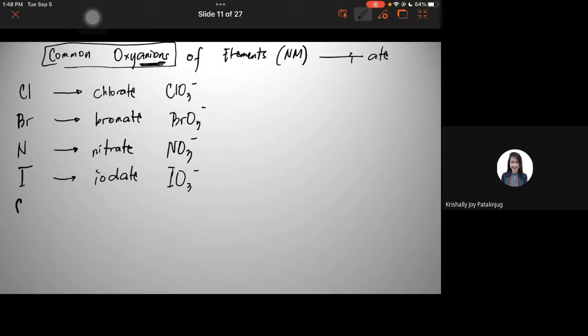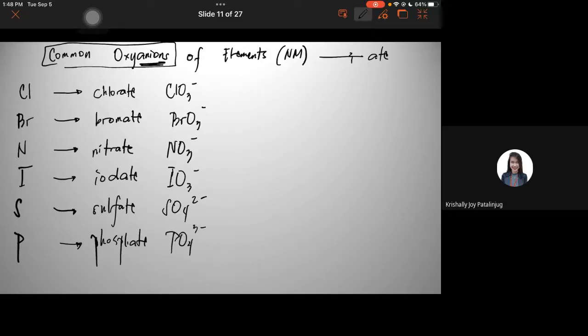What else? Sulfur, diba, it's sulfate. And its formula is SO4 2 negative. What else? Phosphorus, phosphate. That's the common oxyanion of the element phosphorus. And its formula PO4 3 negative. So we have nitrogen, sulfur, bromine, iodine. We also have tin. Okay, the common oxyanion of the element tin is stannate.